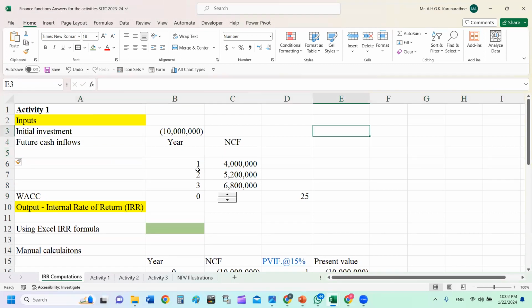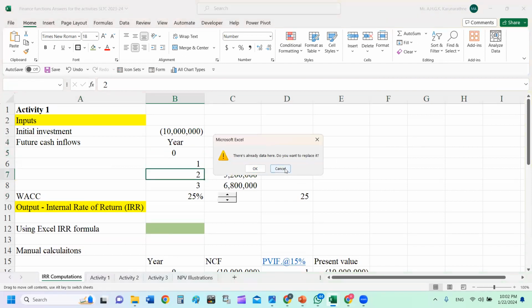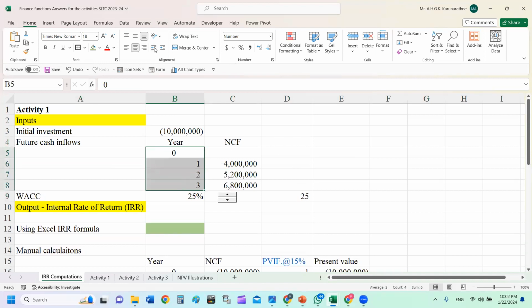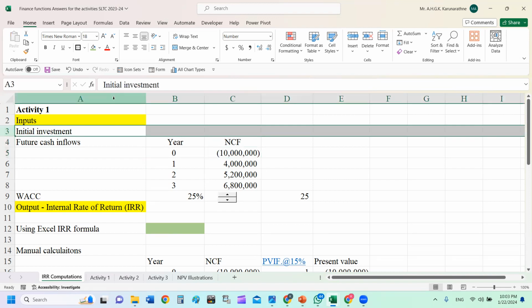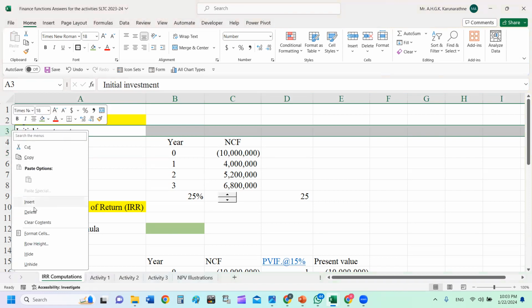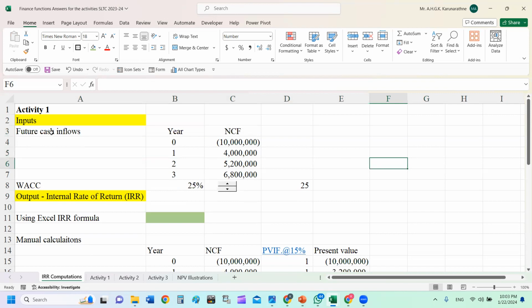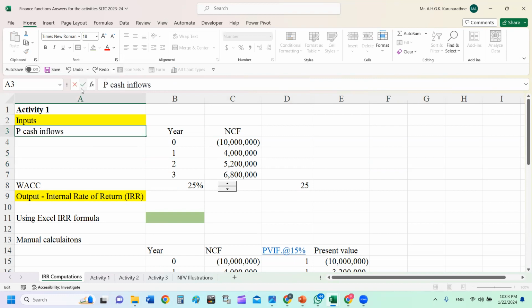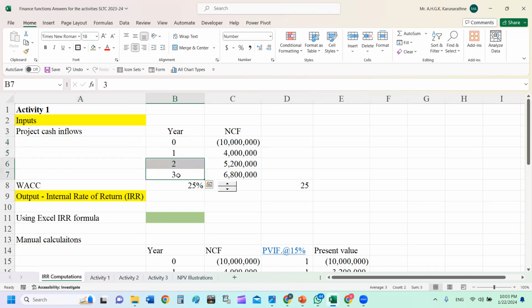If values appear in different places, we can also work with it. This is our cost of capital. Here, year 0, 1, 2, 3 is the project life. In year 0, the initial investment occurs, so there's no need to say initial investment in a separate place. We'll just delete that. Cash flows: not future cash flows, it's project cash flows. Year 0 means initial investment. Year 1, year 2, year 3, future cash flows.